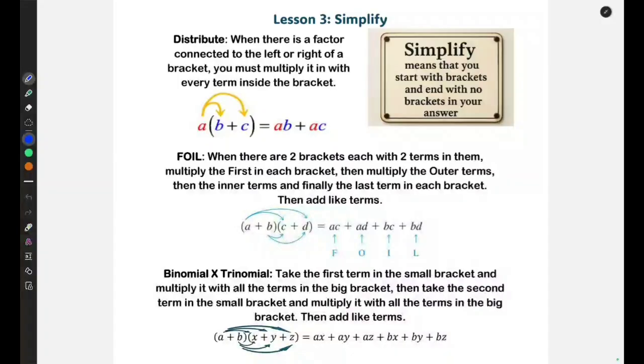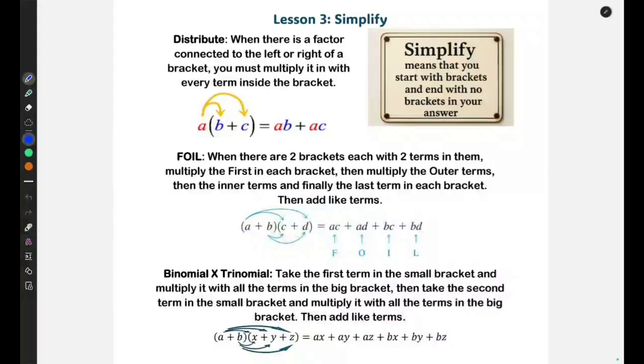Welcome to a video on simplifying in grade 10. So this video is just revision of grade 8 and 9. Remember, simplify means when your question starts with brackets, but you do algebra and you multiply in and distribute and everything until your answer does not have any brackets. So the opposite of simplifying is factorizing, where we want our answer to stay in brackets. But for now, let's look at simplifying.